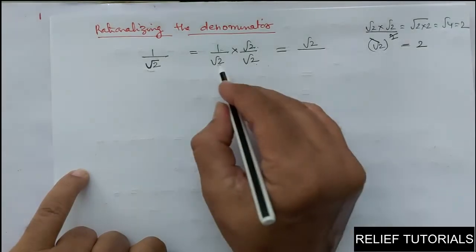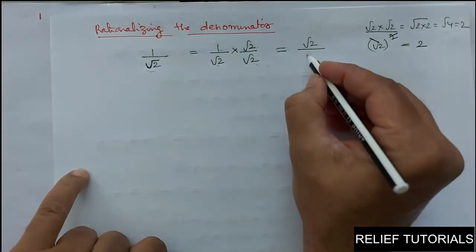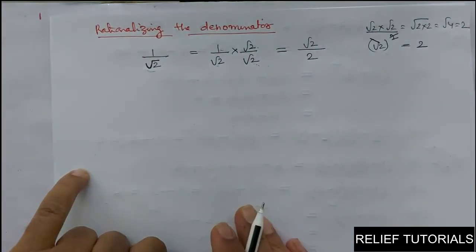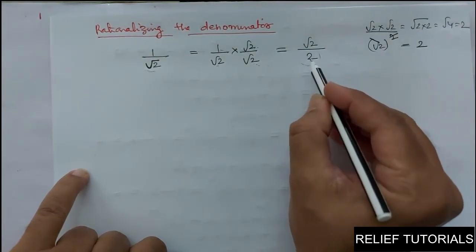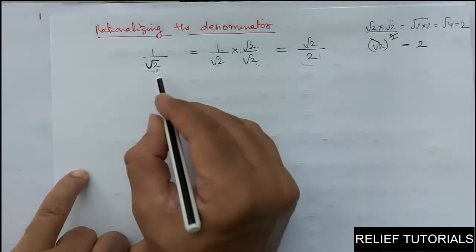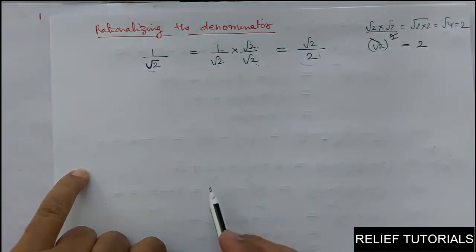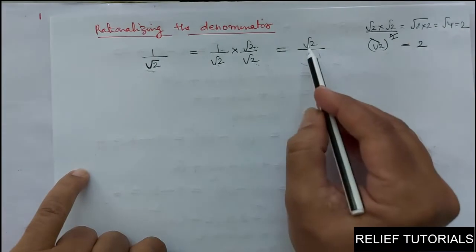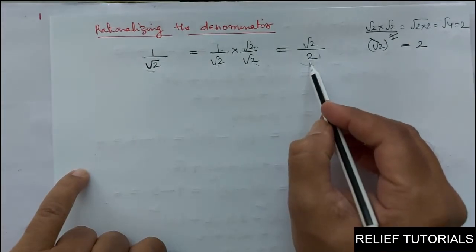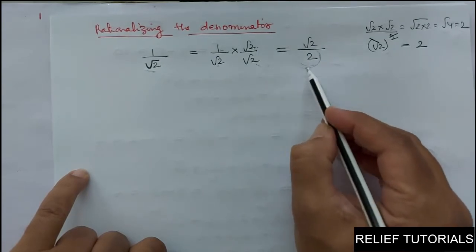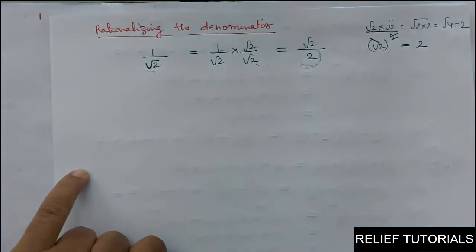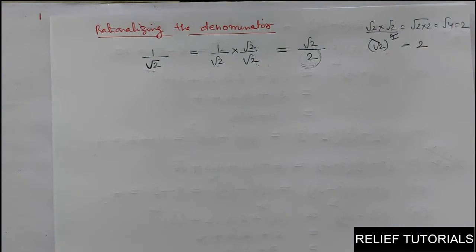Clear? So root 2 into root 2 you know will be 2. So it is root 2 by 2. Here there is no radical sign or square root in the denominator. These both are equivalent, their values are equal. 1 upon root 2 is equal to root 2 upon 2. Both are equal. So this is called rationalizing the denominator. The denominator is converted into a rational number, so it is called rationalizing.